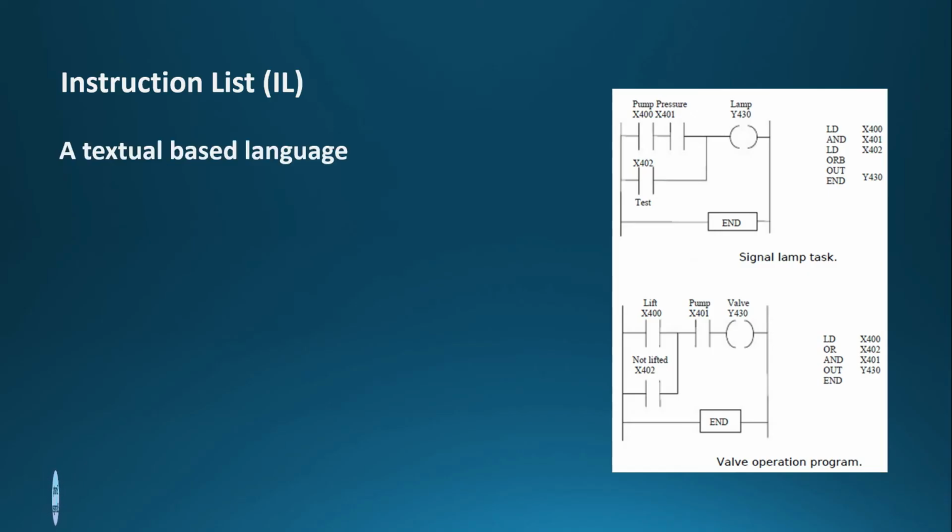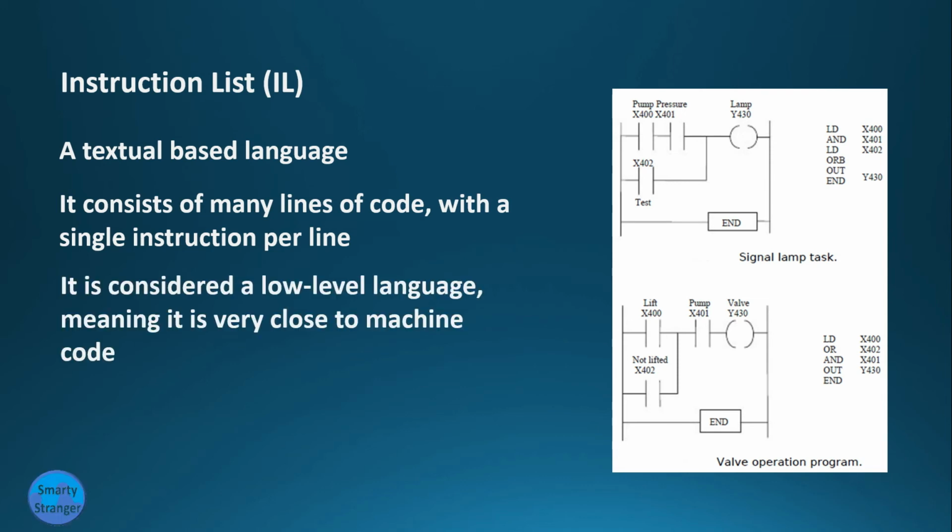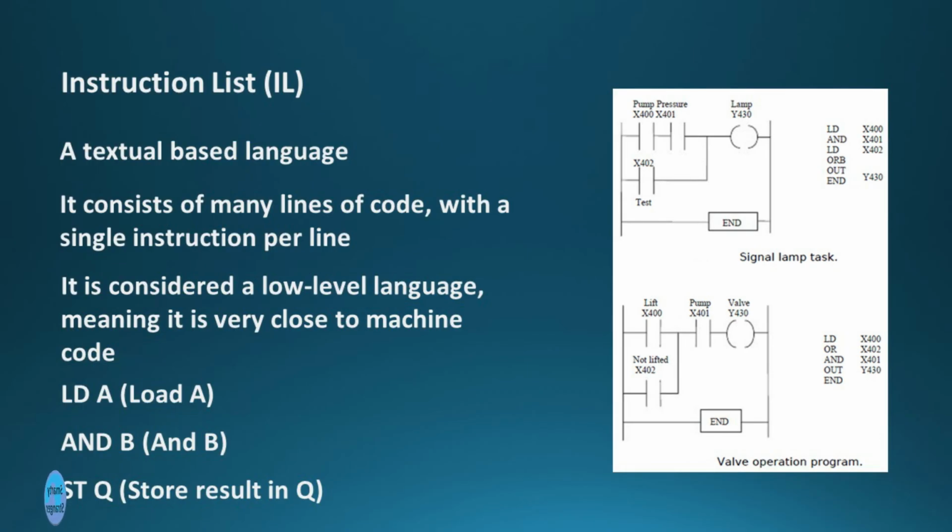Instruction list, IL. It is also a textual-based language. It consists of many lines of code, with a single instruction per line. It's read top to bottom and left to right. Instruction list is very straightforward to read because each line is executed sequentially. Instruction list was one of the first PLC programming languages, along with ladder logic. The instruction list language is considered a low-level language, meaning it is very close to machine code. Instructions consist of operators, operands, and modifiers, using mnemonics for the operators, for example, LDA, load A, NB, STQ, store result in Q. It is best suited for applications that need code that is compact and time-critical.